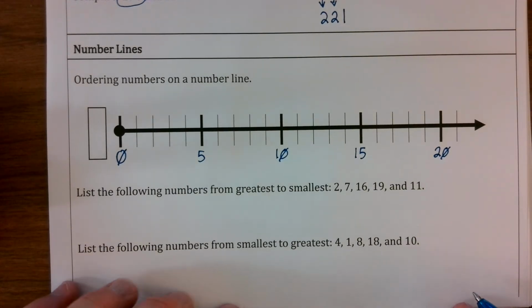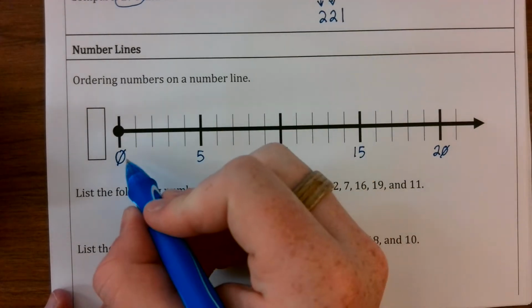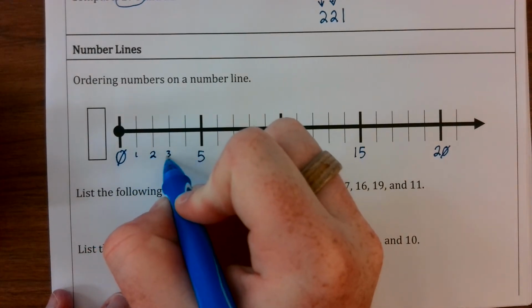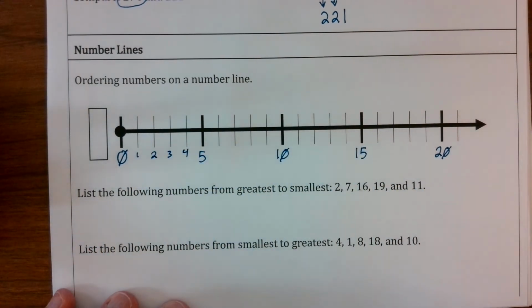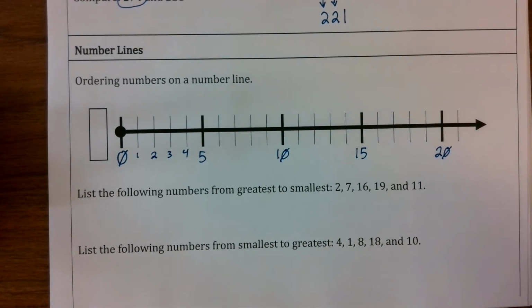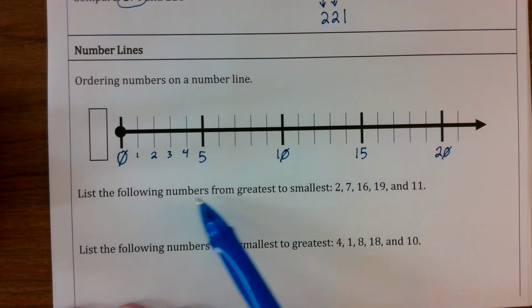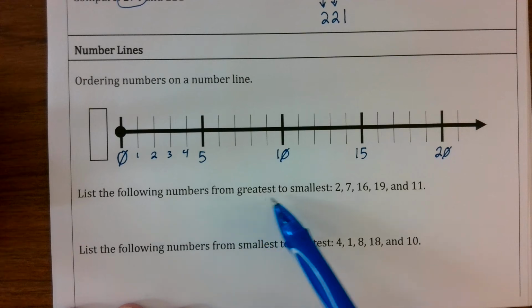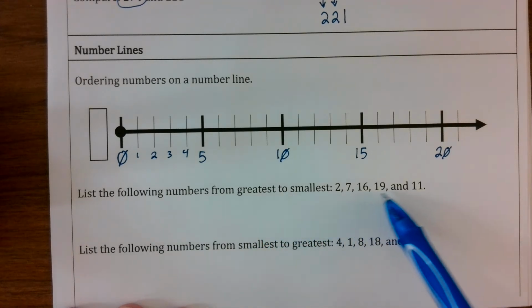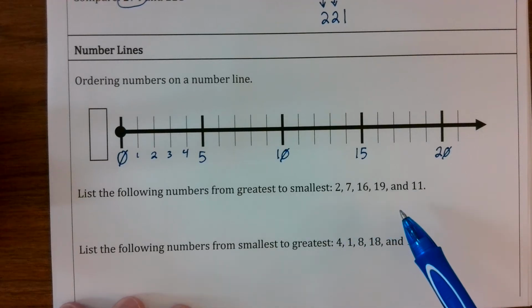If you are a person where labeling each one helps you and you want to go ahead and fill in the other ones, go ahead and pause the video and do that. I'm not going to, but you are more than welcome to if that helps you. All right, so it's asking us to list the following numbers from greatest to smallest. And then it gives us these numbers. And notice they're not really in order. So I'm going to go ahead and plot them on our number line.